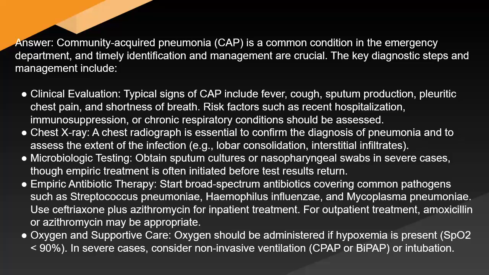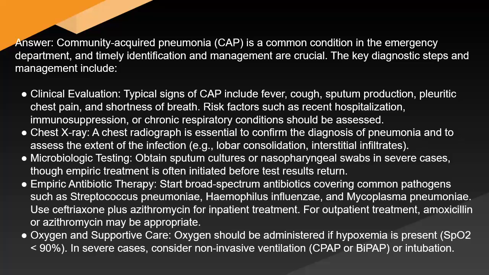Typical signs of CAP include fever, cough, sputum production, pleuritic chest pain, and shortness of breath. Risk factors such as recent hospitalization, immunosuppression, or chronic respiratory conditions should be assessed. Chest X-ray: a chest radiograph is essential to confirm the diagnosis of pneumonia and to assess the extent of the infection, e.g., lobar consolidation, interstitial infiltrates.